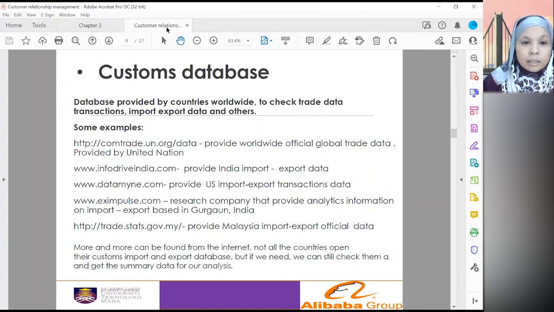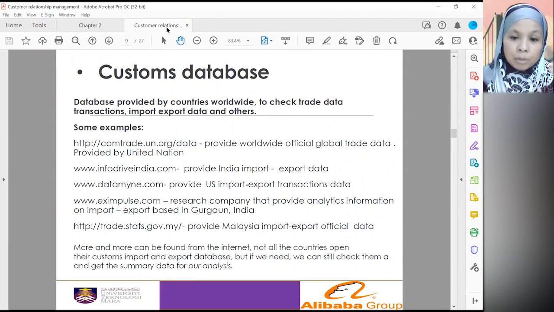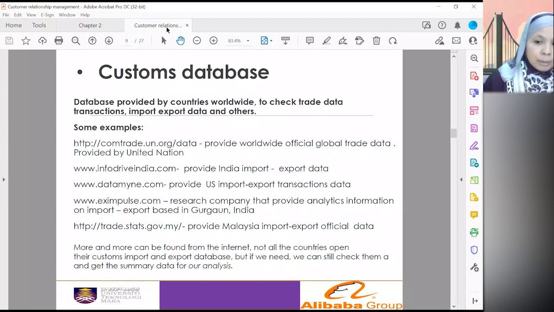In India, they have InfoDrive India. In the US, they have DataMine, which provides import-export transaction data by the organizations there. In India we also have Ximpulse.com, a research company that provides analytics information on import and export based in India. And in Malaysia, we have trade.stats.gov.my, which provides Malaysia's official import-export data. So it's all reliable. If you see the name of the company there, it's safe to say it's safe for you to do business with these companies.